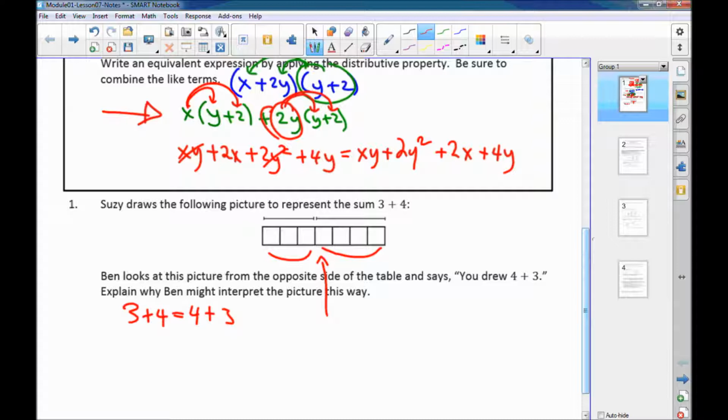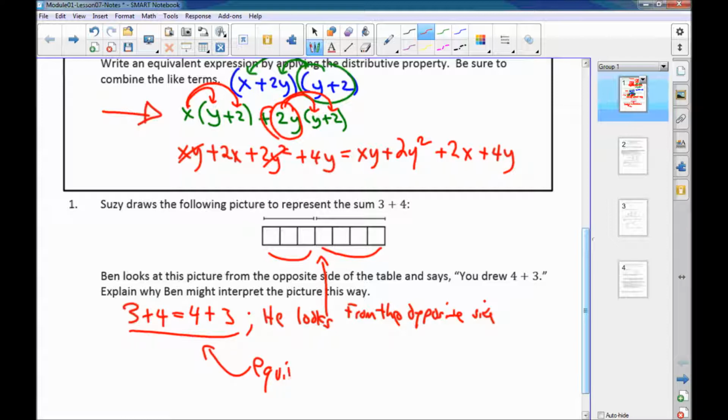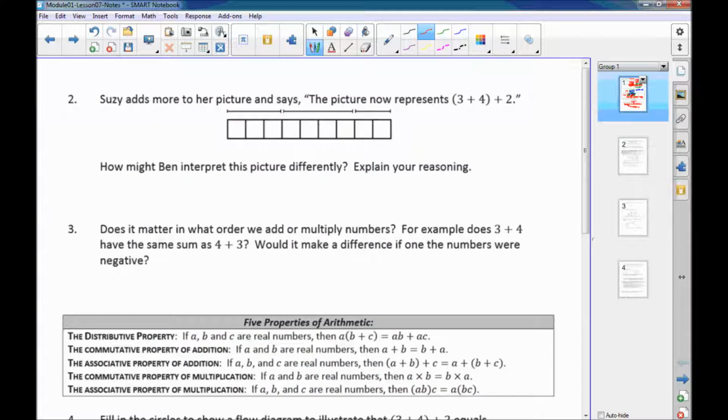So Ben looks at it this way. Explain why Ben might interpret the picture this way. He looks at it from the opposite side, and sees 4 plus 3 instead of 3 plus 4. But remember, these are equivalent anyways. Okay? 3 plus 4 is 7, 4 plus 3 is 7. In both cases, we see a length 7. All right, let's flip it over and check out the second page.